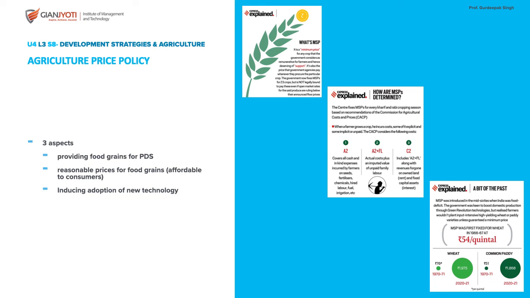If you look at 66, 67, it was 54 per quintal. That was the MSP which was fixed for the first time. So if I compare for wheat from 70, 71, it has come from 76 to almost 2000 in 2021. Paddy from 51 to almost 1868.